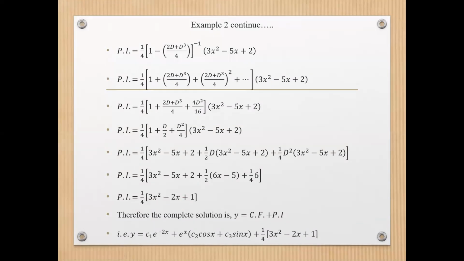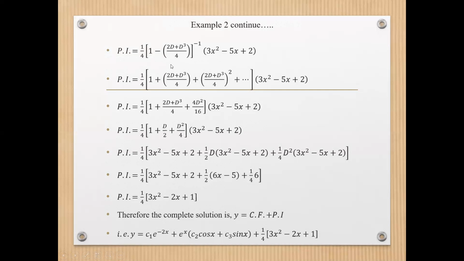So in the next step, PI is equal to 1 upon 4 into the bracket 1 minus (2D plus D cube upon 4), whole raised to minus 1, into this polynomial 3x square minus 5x plus 2. Use here the expansion. As you know, the expansion of 1 minus x raised to minus 1 is 1 plus x plus x square and so on. Here x is nothing but this bracket, 2D plus D cube by 4.